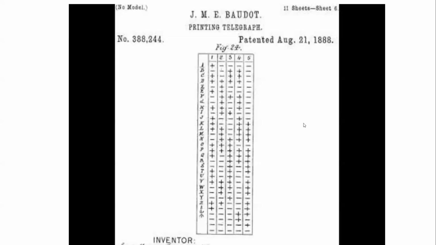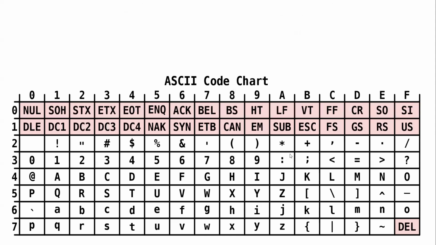This is a sample of what, it's hard to read, but it's actually from the patent from Mr. Baudot, how he did the code. So he's got pluses and minuses instead of 1s and 0s. And notice that was 1888. That's incredible.